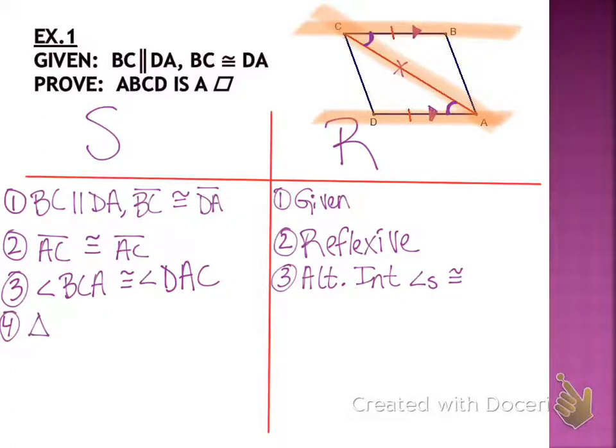So we could call them triangle BCA congruent to triangle DAC. Kind of keeping the same order that we did those angles in makes it a little easier to name them. So by side angle side, those triangles are congruent.